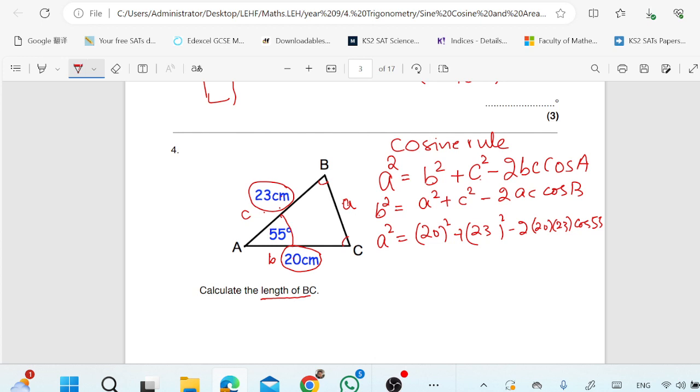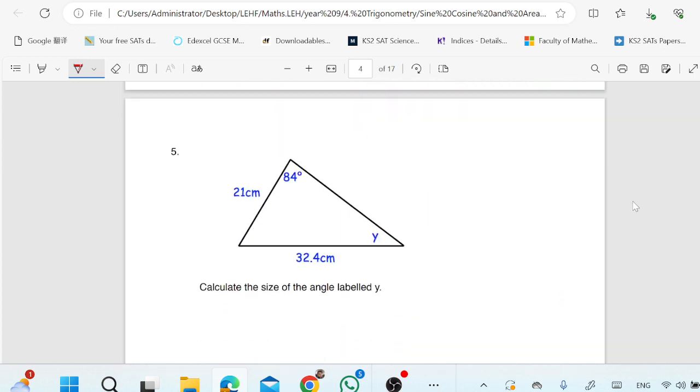So I can take a square root on both sides. The square root cancels the square and I get it this way: the square root of 20 square plus 23 square minus 2 times 20 times 23 times cos of 55. So get hold of your calculator and you can solve this to find the missing side length. In the same way, you can find a missing angle as well. Remember, if two sides and the middle angle are given, you can use this for these kinds of questions.